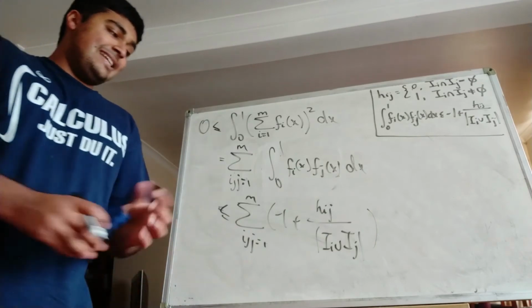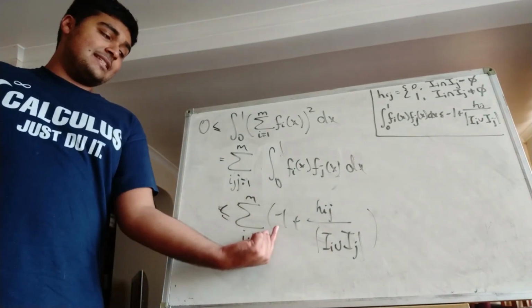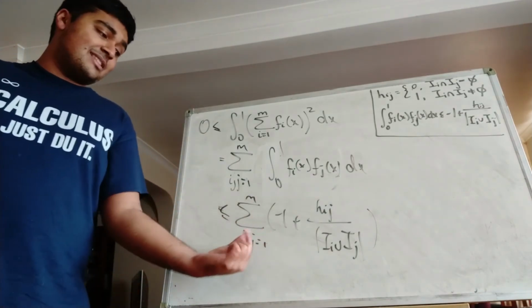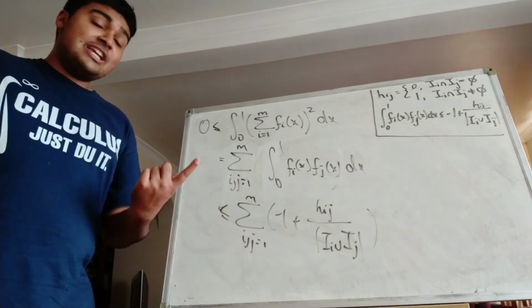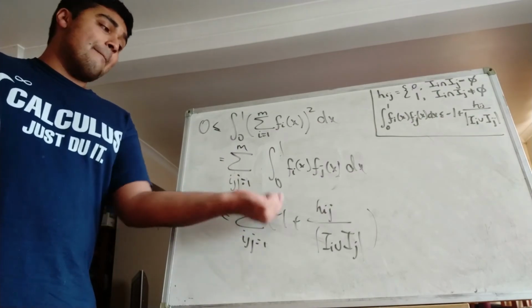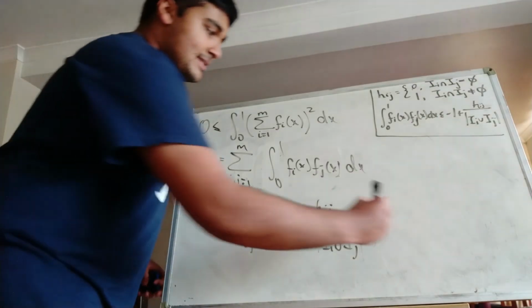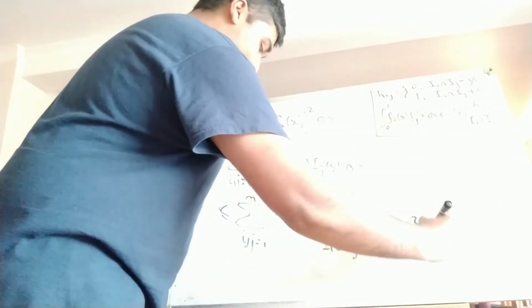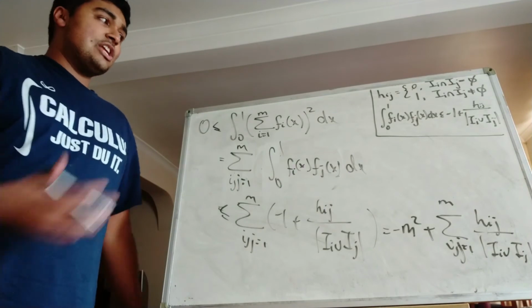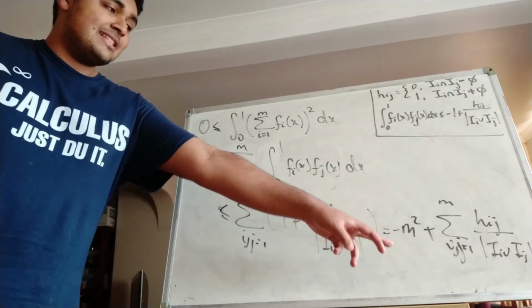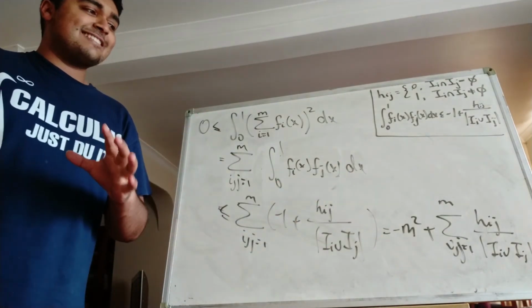Firstly, let's deal with this minus 1 term. This is lovely to deal with because it's just a constant, and we're summing from i, j equals 1 to m. Notice that there are m i terms and m j terms, so that's going to give us an m squared. So we get a minus m squared coming out here. So this is equal to minus m squared plus the sum i, j equals 1 to m of h_ij all over I_i union I_j. And now hopefully you can see we've essentially got the inequality we want to prove, if we bring this m squared onto the left-hand side, but we'll do that in just a second.